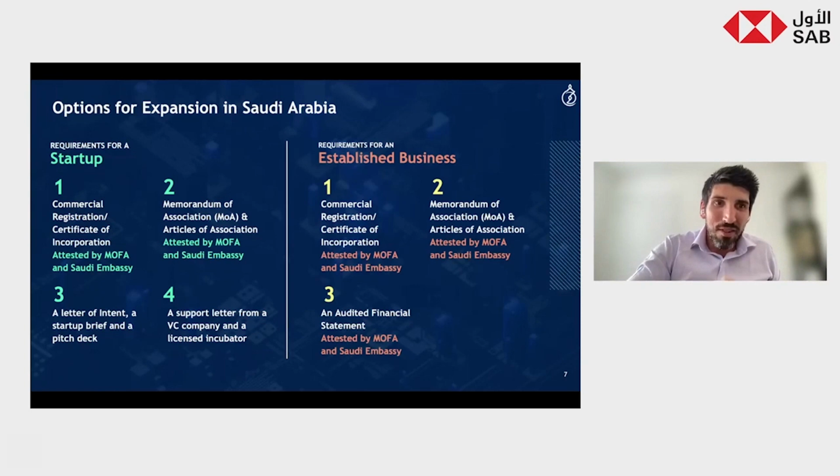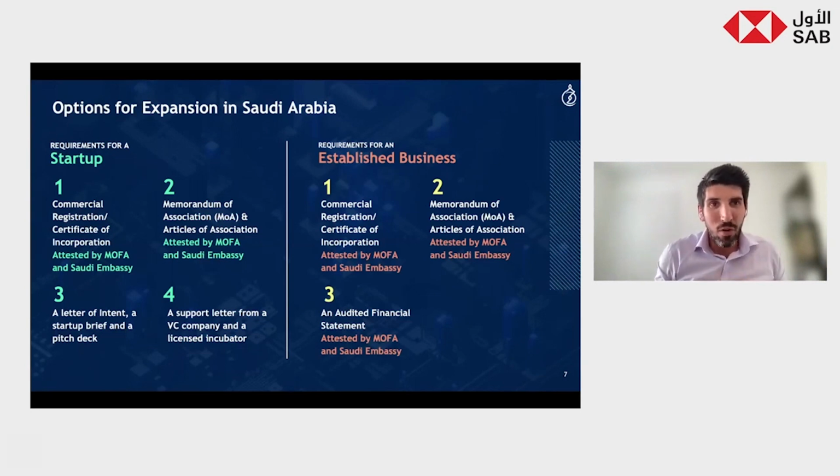For a startup business, you will need to get your commercial registration or certificate of incorporation, depending on where you are in the world. The documents are named differently. You'll need to have a memorandum of association or articles of association, which are your typical legal documents that show shareholders, percentages, and nationalities. What you'll also need on a startup is a letter of intent, startup brief, and pitch deck.